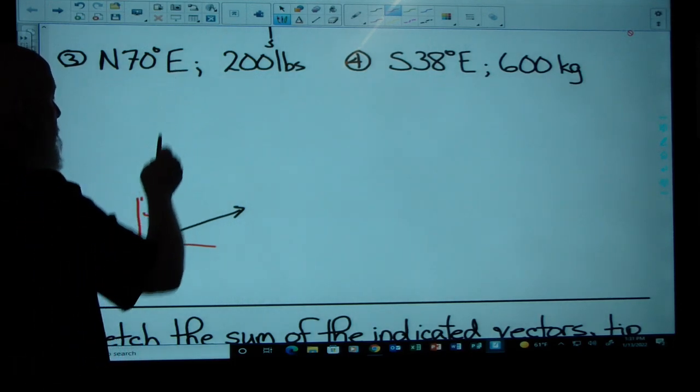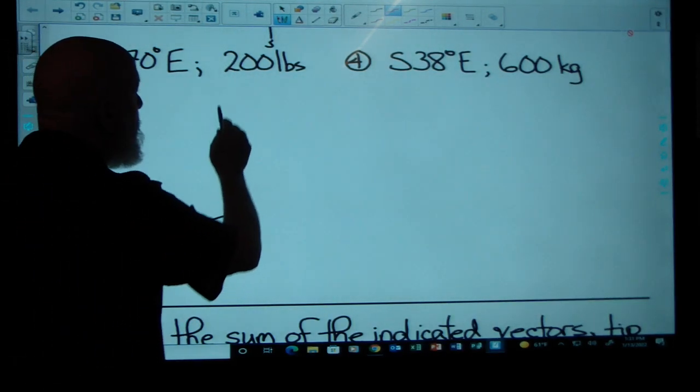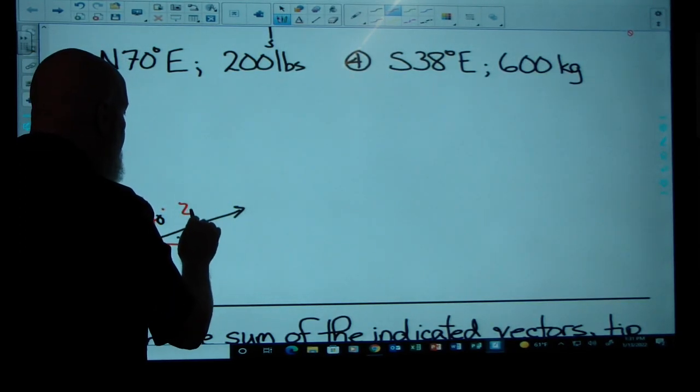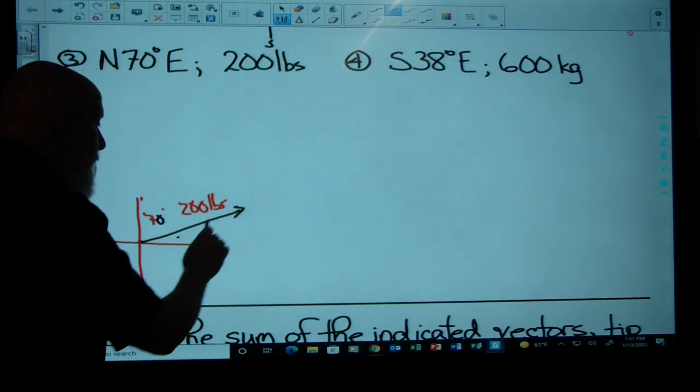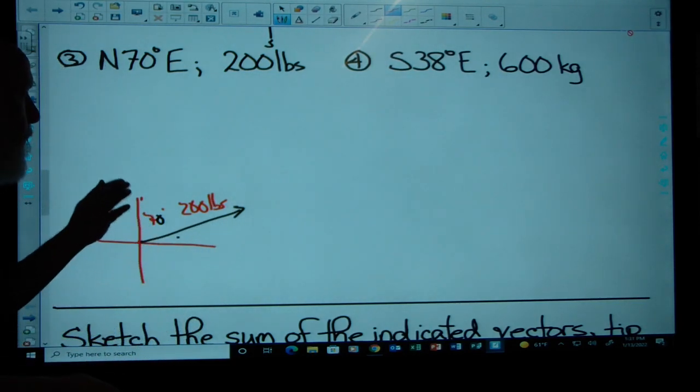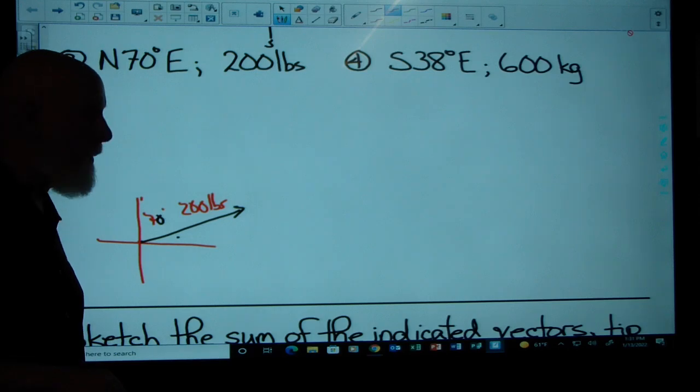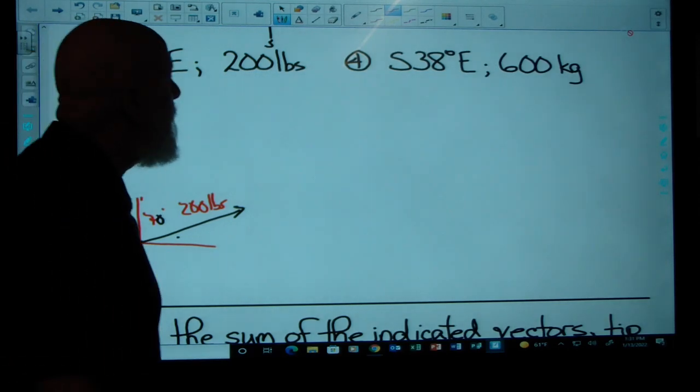However, I'm just indicating the direction and the magnitude. That's 200 pounds. If this is 200 pounds, this vector right here, half of it would be 100 pounds, 1/4 of it would be 50 pounds, so forth and so on. Okay, and let's take a look at another one.